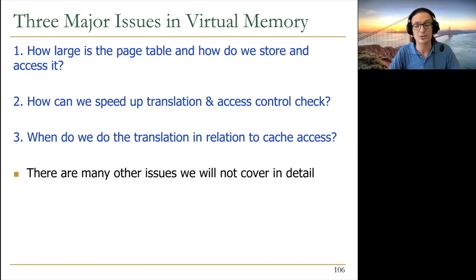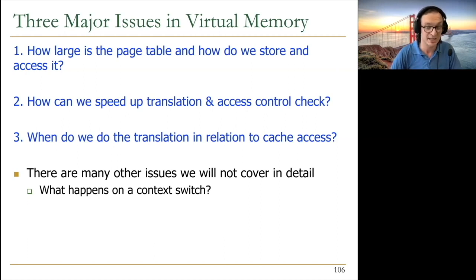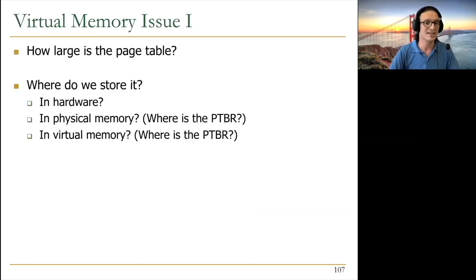There are many other issues in virtual memory that we will not cover in detail. I mentioned some of those actually while we were discussing some earlier issues. What happens on a context switch? How can you handle multiple page sizes in an efficient manner, etc. We're going to touch upon some of this when I give you a real world example, but not in great detail.